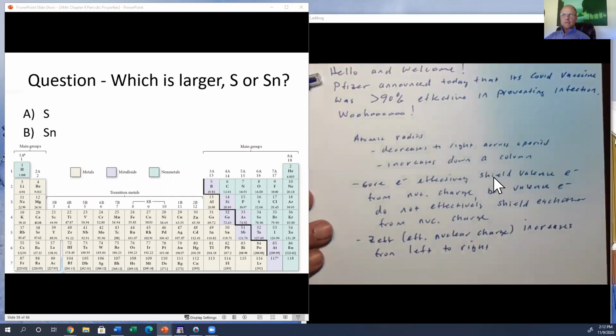All right, about 10 more seconds. All right. Awesome. Virtually everybody got that. Nice work. You can see, right, as you go down from sulfur, things get bigger, and as you go to the left, things get bigger. So tin is bigger than sulfur. Okay? Nice work.